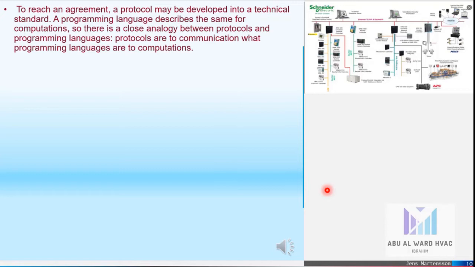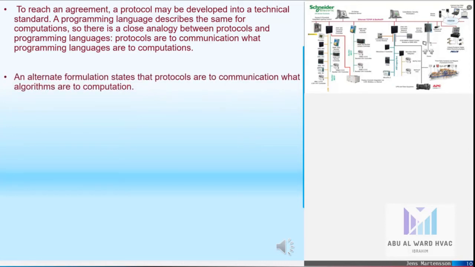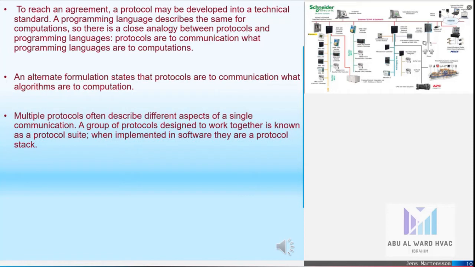A programming language describes the same for computations, so there is a close analogy between protocols and programming languages. Protocols are to communication what programming languages are to computations. An alternate formulation states that protocols are to communication what algorithms are to computation. Multiple protocols often describe different aspects of a single communication. A group of protocols designed to work together is known as a protocol suite. When implemented in software, they are a protocol stack.